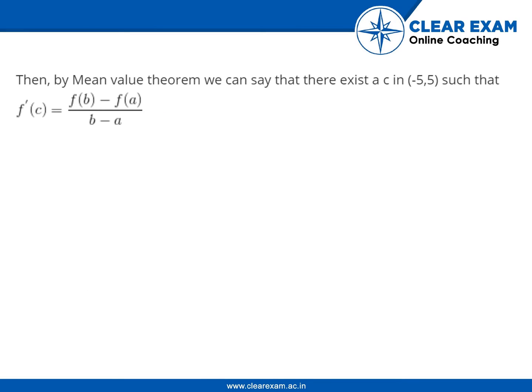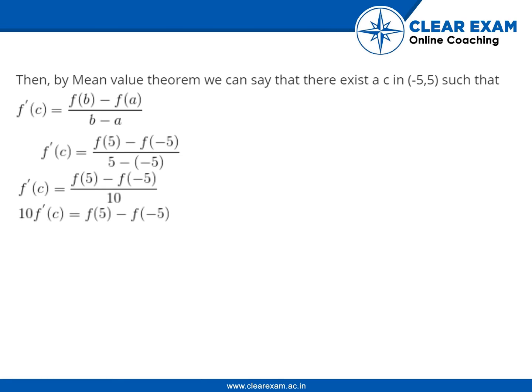Then by the mean value theorem, we can say that there exists a c in the open interval minus 5 to 5 such that f dash c is equal to f of b minus f of a upon b minus a. f dash c is equal to f of 5 minus f of minus 5 upon 5 minus minus 5. That is, f dash c is equal to f of 5 minus f of minus 5 upon 10. 10 into f dash c is equal to f of 5 minus f of minus 5.